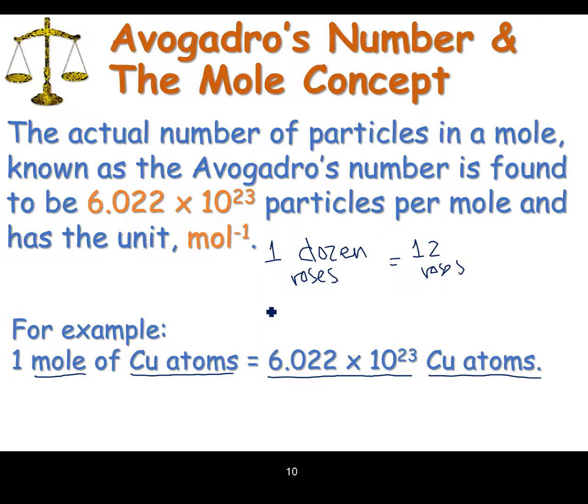So if I had, for example, 3 dozen, we'll switch it up, we'll say 3 dozen eggs this time. We would know that means there are 3 12s, that would be 36 eggs. The same logic applies here. If you have 2 moles, it's 2 times 6.022 times 10 to the 23rd.